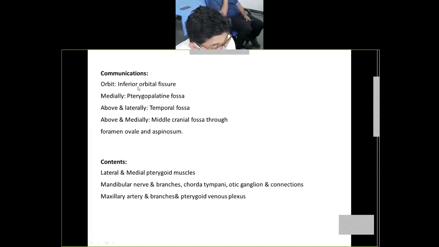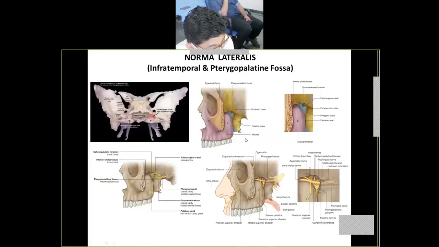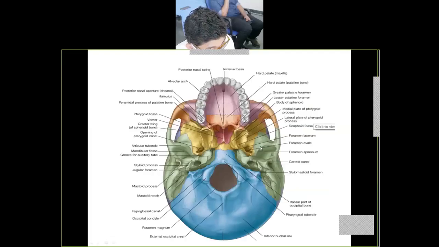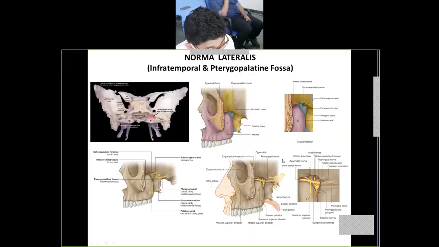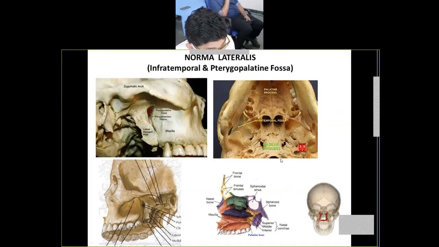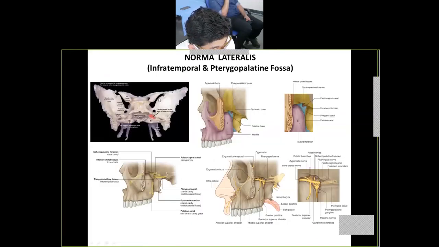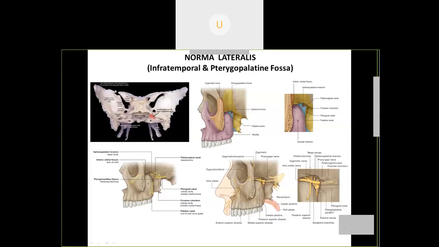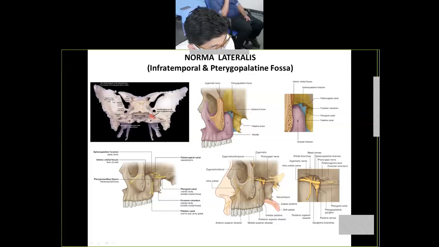So anteriorly, it is the inferior orbital fissure. If you see the orbit, wait. Okay, so this is the sphenoid bone. If you see, this is the posterior surface of the orbit. The anterior surface of the greater wing of sphenoid is actually making the posterior surface of the orbit. So this becomes the superior orbital fissure. This is the superior orbital fissure.